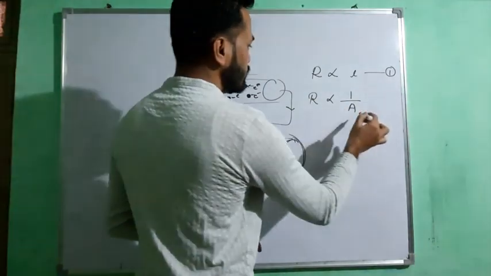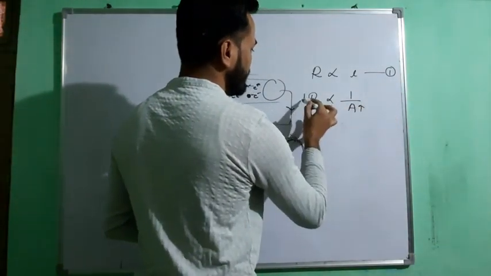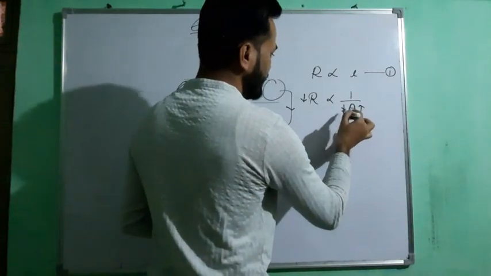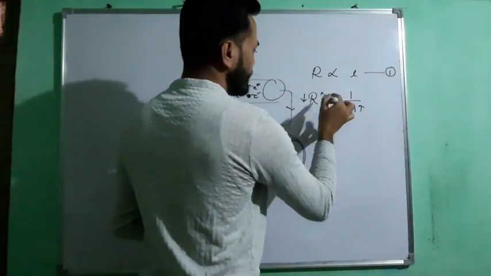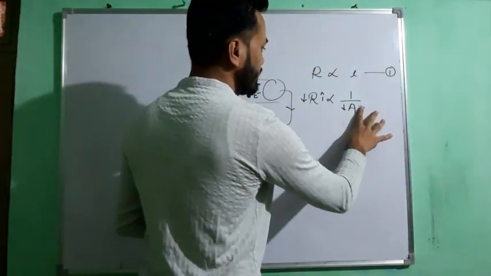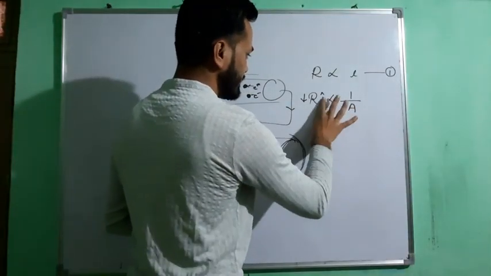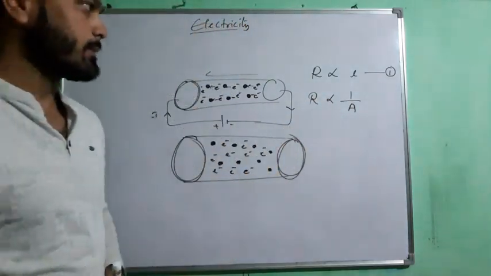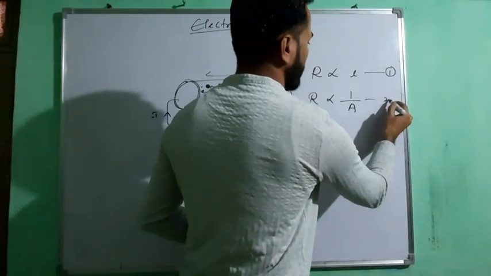See here, as you increase the area of cross section, resistance decreases. When you decrease the area of cross section, resistance increases. This is called the inverse relation. When one quantity is increasing, the other decreases. This is the inverse relation found here. Okay, this is the second equation we have got.